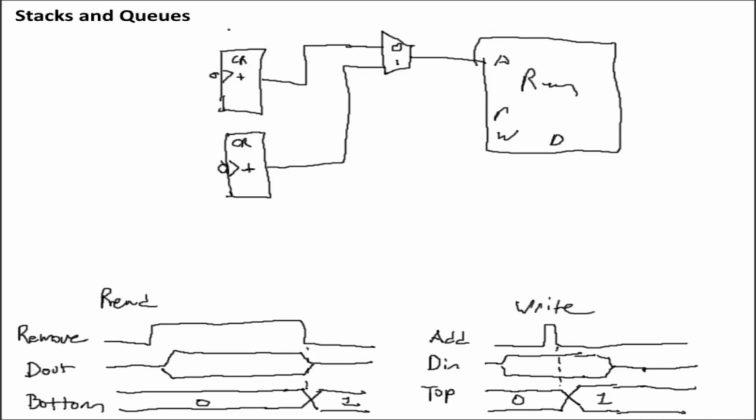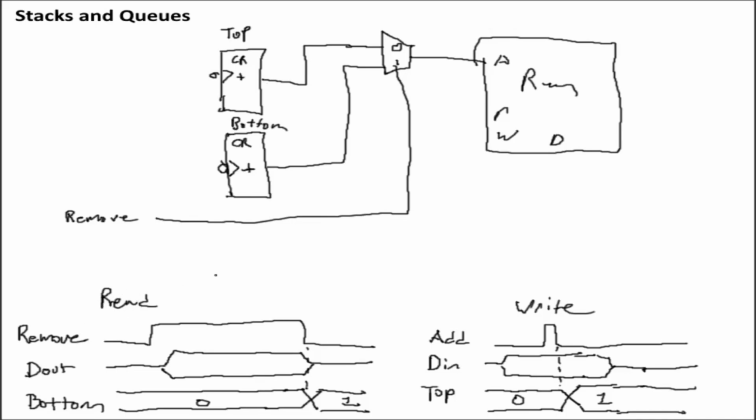And so what we'll do is we'll just use this one as the top counter register and this one as the bottom counter register. When we want to remove, we want to use the bottom counter register, which is why I've got that on the one. So this remove signal is going to primarily control the mux. When remove goes on, it selects the bottom register. So long as remove stays off, it selects the top register.